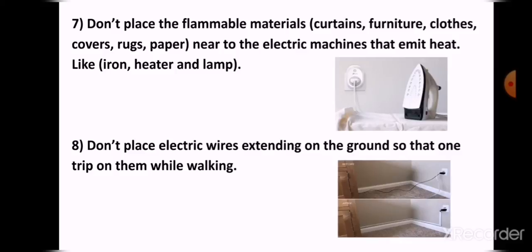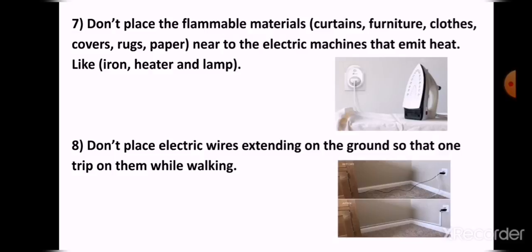Number seven, don't place flammable materials like curtains, furniture, clothes, covers, rugs, carpet, paper, any flammable materials near electric machines that emit heat, like an iron, a heater, or a lamp, to avoid electric fires.